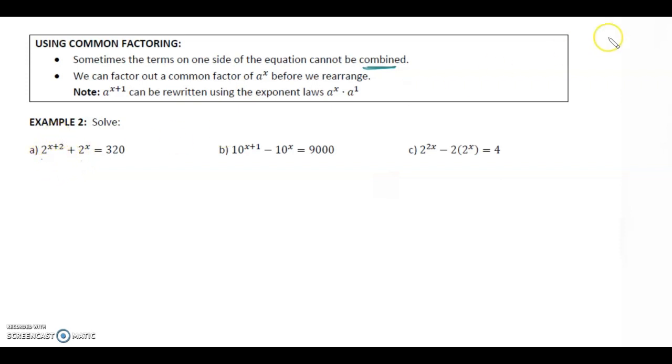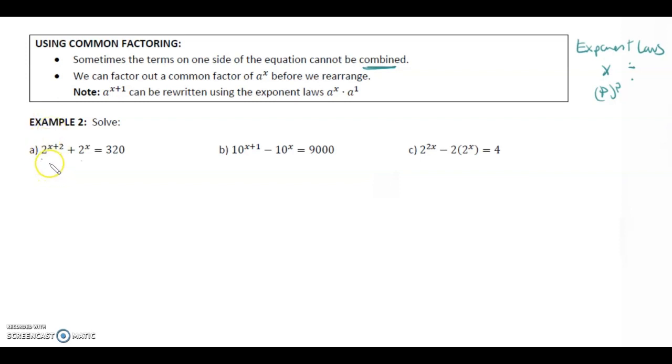We apply exponent laws with multiplication or division, right? Or power to a power. So we can't collect those. Instead, what we can do is see that both of these have a base of 2. So we can go ahead and common factor out a 2 to the x before we rearrange.